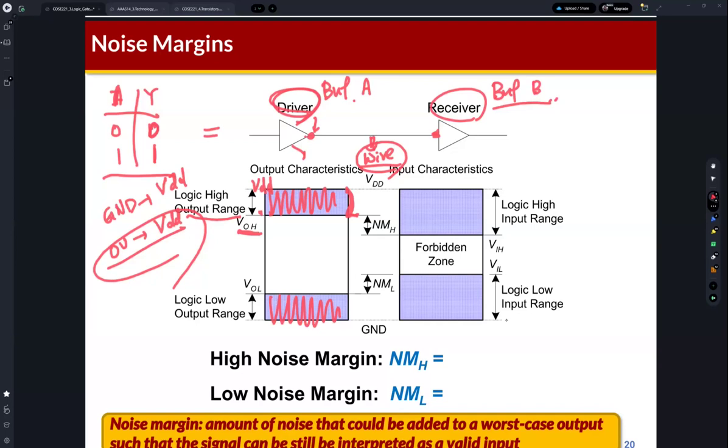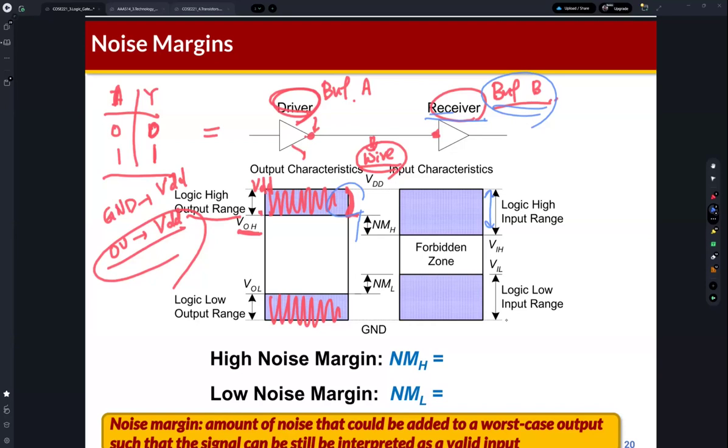But because of noise, this signal can also be distorted. It's a change. Which means that this receiver, the buffer B, needs to allow a wide range because of noise. It should be tolerant to the noise. So for the receiver, it allows a wider range for the input signal.